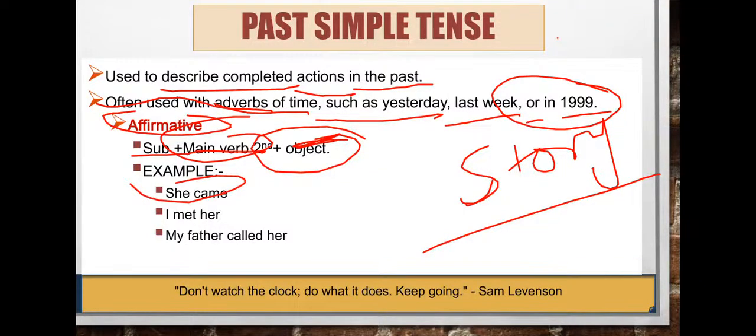She came, without an object. She came. It's a complete sentence with full stop. So it is past simple. Use second form of the main verb. I met her. Again, meet and met. My father called her. Called her. Full stop. This is the positive sentence with full stop, giving positive meaning.